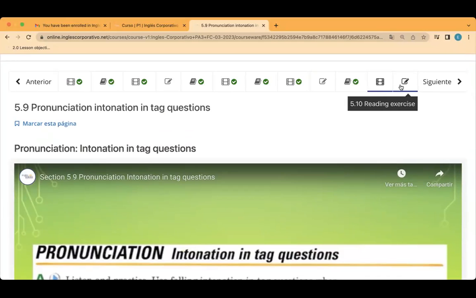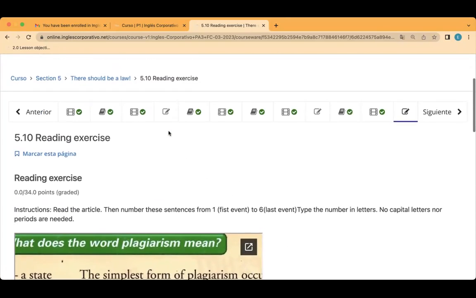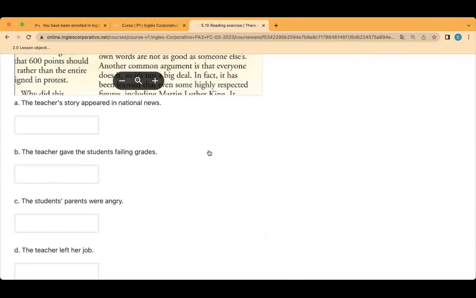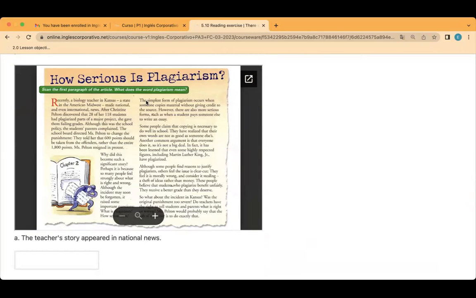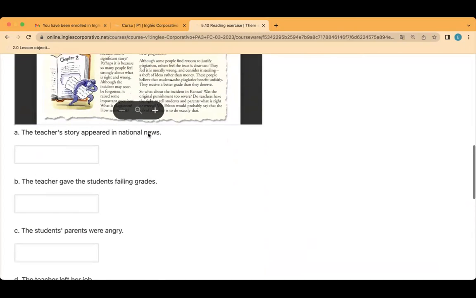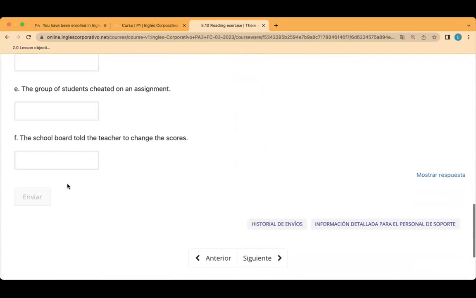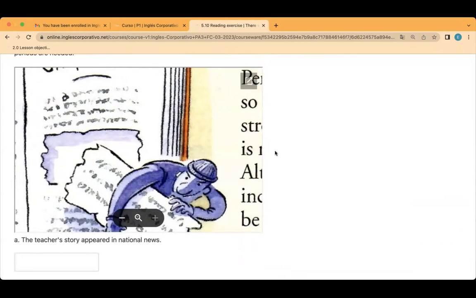Okay. Now, what are we going to do? Here, we're going to take a moment with your partners and we're going to read. It's the last exercise for Unit 5, which is wonderful. That means we are right on schedule. So with the partners, you're going to read about plagiarism, and then we're going to answer the questions A through F with the information from here.